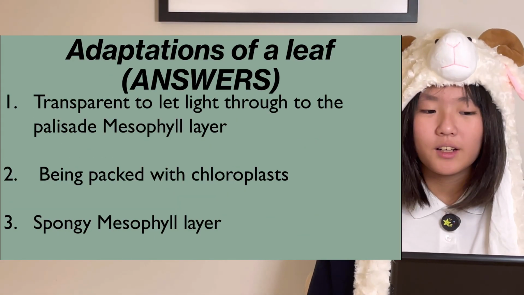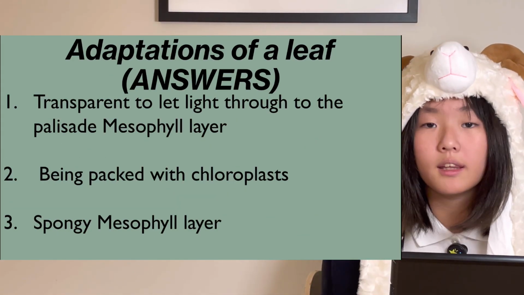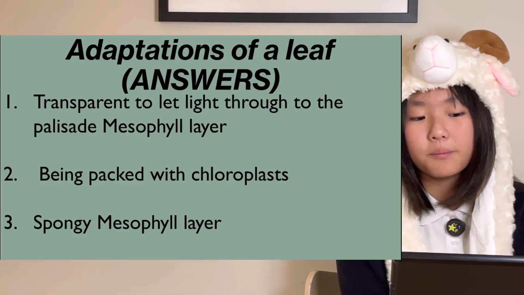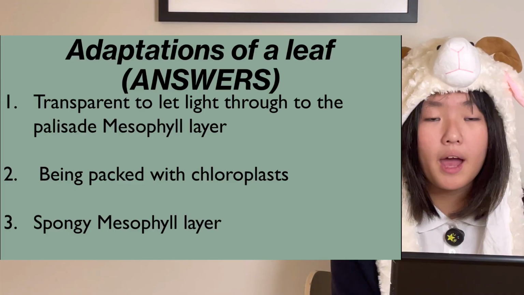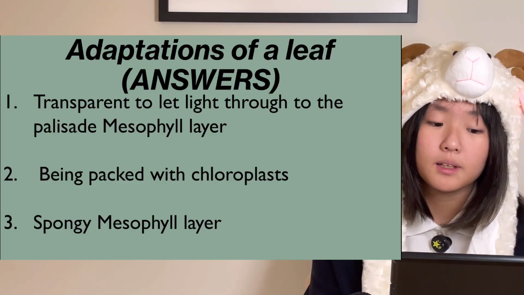The answers are, for number 1, transparent, let light through to the palisade mesophyll layer. The answer to number 2 is being packed with chloroplasts. The answer to number 3 is the spongy mesophyll layer.